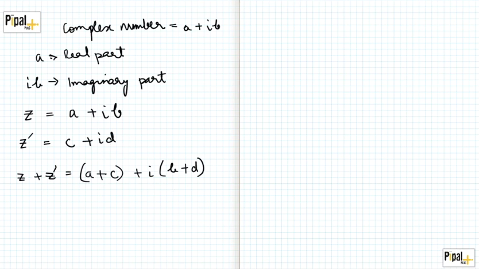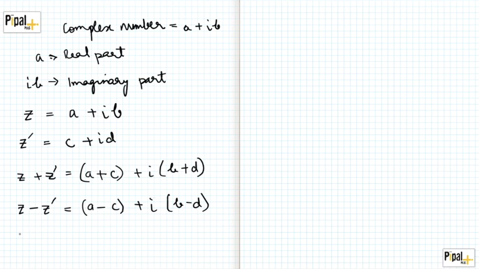So the sum of two complex numbers is equal to the sum of their real parts and the sum of their imaginary parts. Similarly, we can compute their difference. So Z minus Z dash is just going to be A minus C plus iota times B minus D, right? So this simply gives us the difference between two complex numbers.